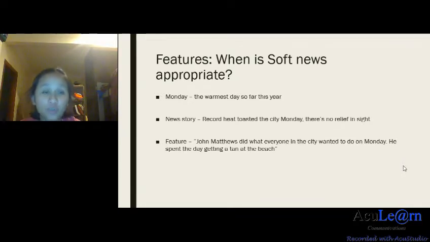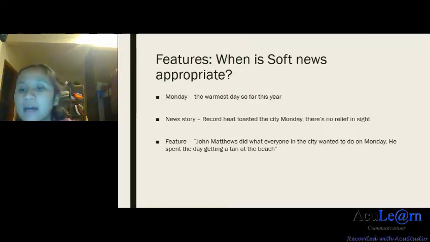okay, a feature way. It's very relaxed. You can quote a person's name even in the first sentence. So for example here, John Matthews did what everyone in the city wanted to do on Monday: spend the day getting a tan at the beach. So that's how relaxed a feature story can be.